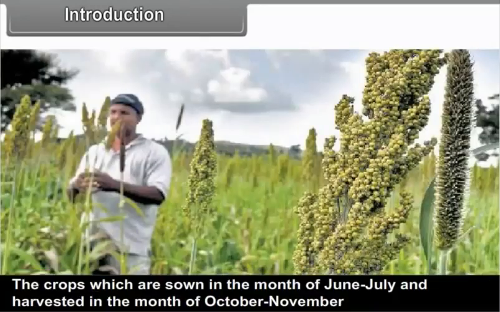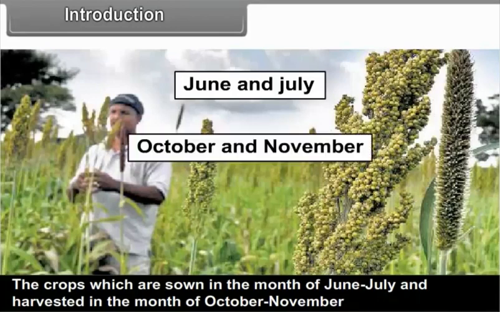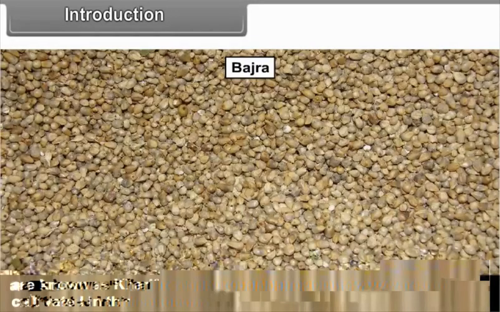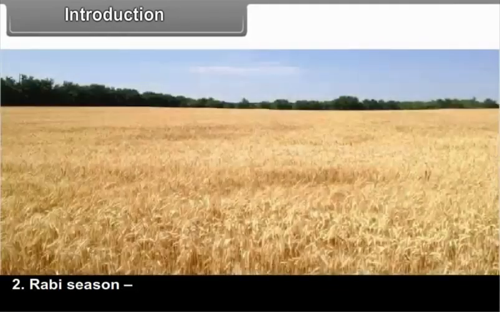Number 1, Kharif season. The crops which are sown in the months of June and July and harvested in the month of October or November are known as Kharif crops. Rice, bajra, pulses, jowar are cultivated in this season.